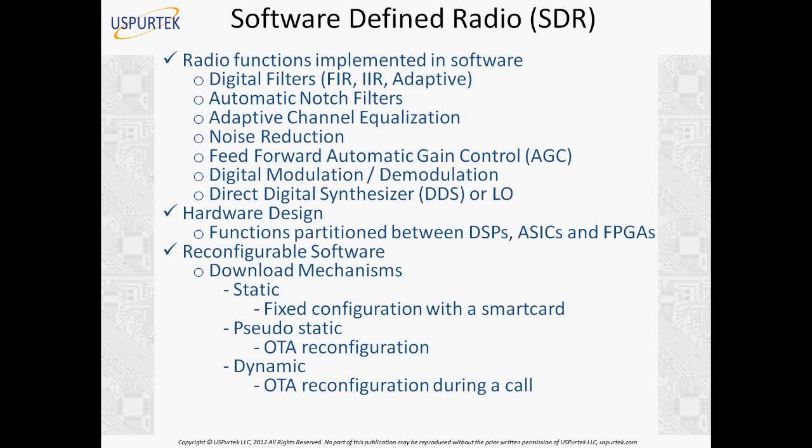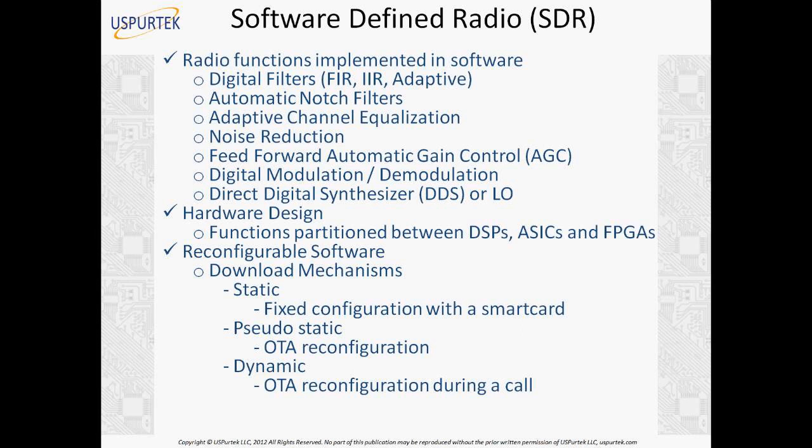So radio functions are implemented in software, and we use digital filters. We have algorithms for finite impulse response or infinite impulse response or adaptive filters. Our goal is to implement notch filters or even equalizers. We reduce noise, or even AGC, automatic gain control, even modulation, demodulation techniques, or even the local oscillator. All these different functions of the radio can be implemented in software, and that gives rise to the term software-defined radio.